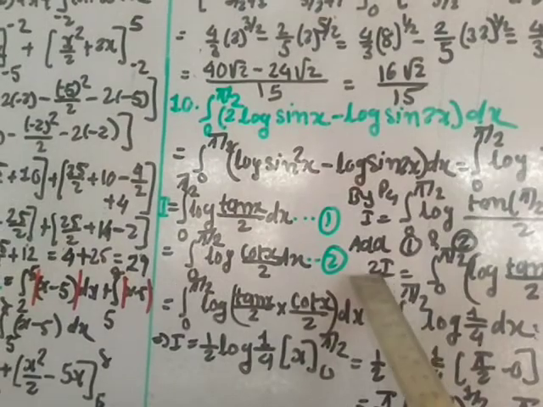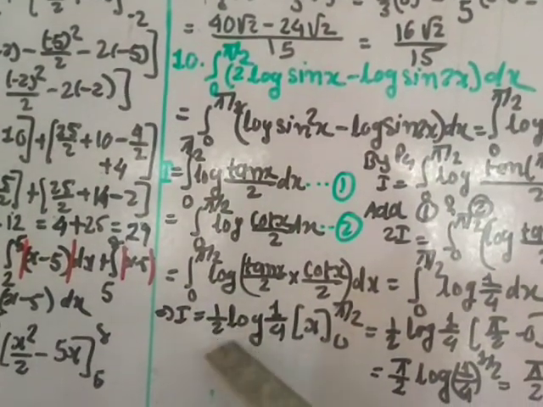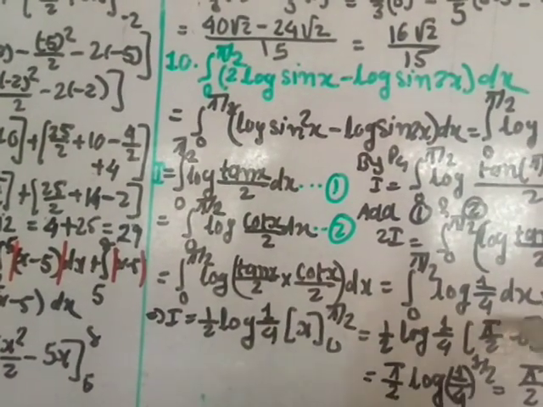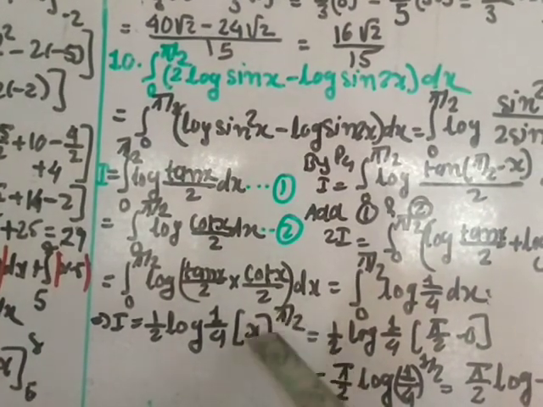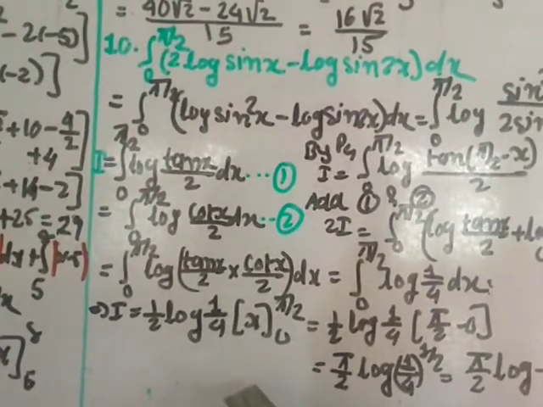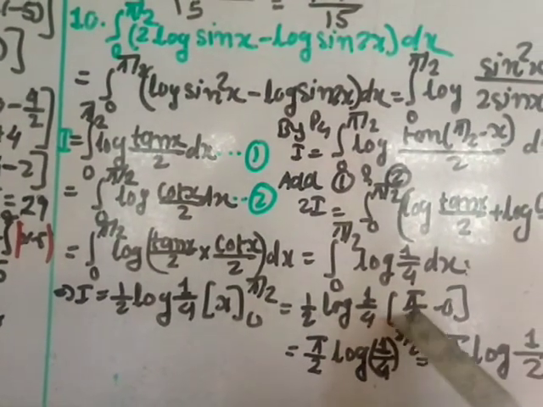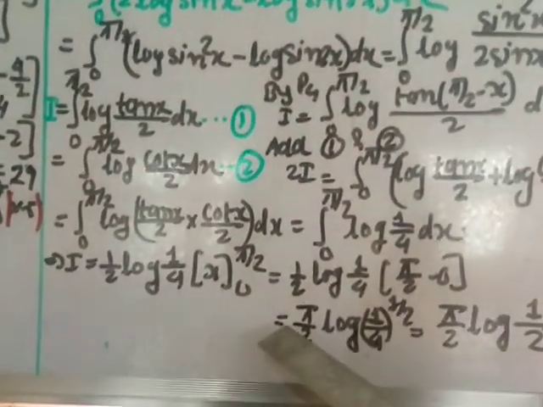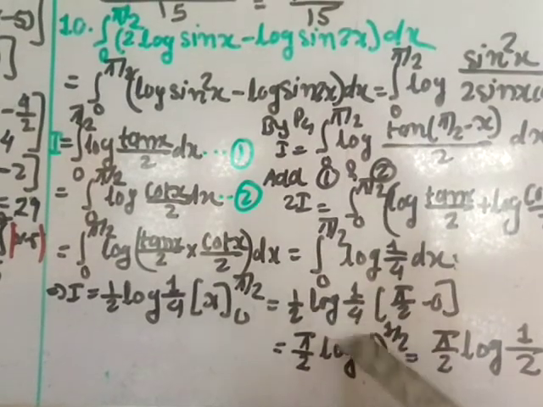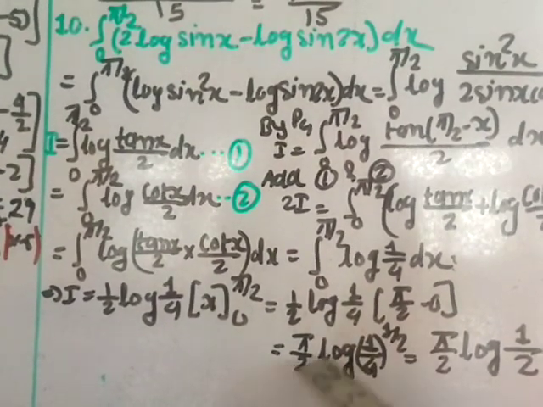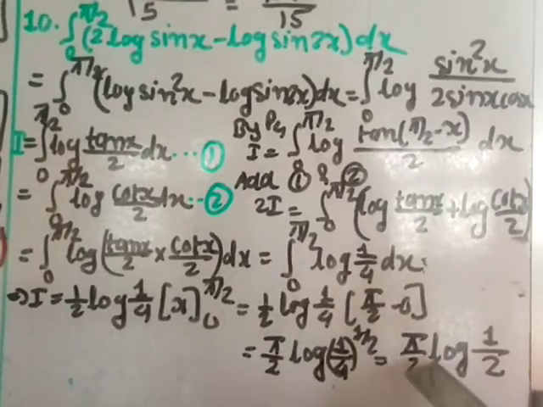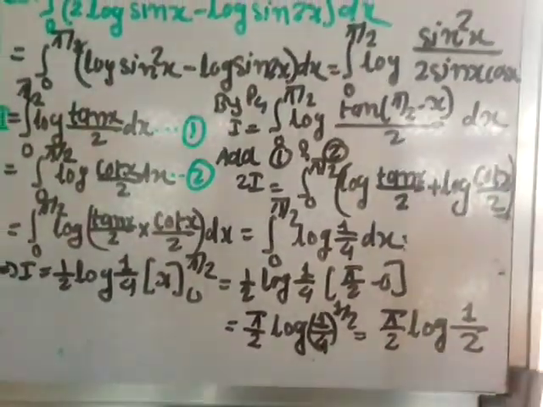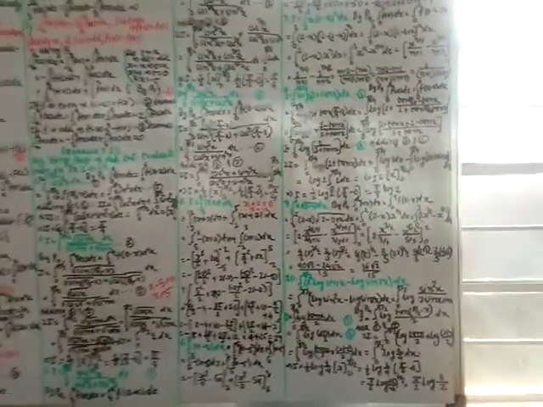Okay, and this side is 2I. When you add it is 2I, so 2 you transfer. So I is equal to 1 by 2 log 1 by 4, and what remains is 1. Integral of 1 is x, so x from 0 to pi by 2. Put pi by 2 first, then 0. Then 1 by 2 log 1 by 4 into pi by 2 minus 0. Now this 1 by 2 you take as a power for 1 by 4. So this pi by 2 is here. Square root of 1 is 1 and of 4 is 2. Okay, so the answer will be pi by 2 log 1 by 2. So we'll keep this much. Thank you very much.